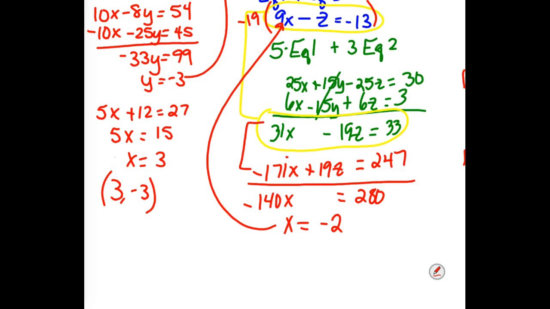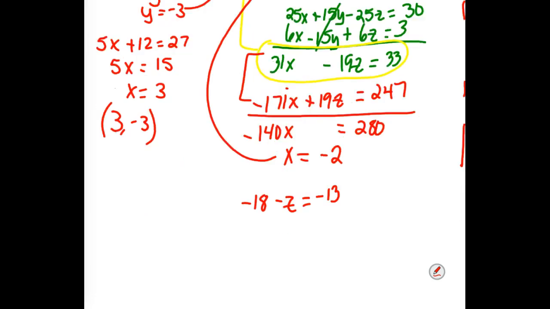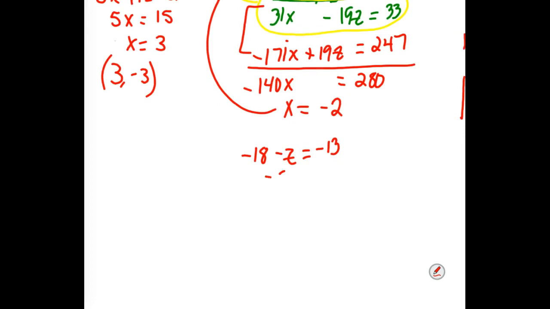It looks like it's the easier of the two. 9 times negative 2 would be negative 18. Minus z equals negative 13. Adding 18 over, I've got negative z equaling 5, and then dividing out my negative, I've got a negative 5. Okay? Now I know what x and z are.